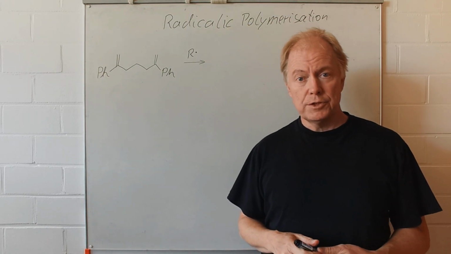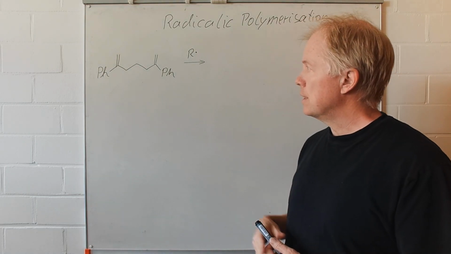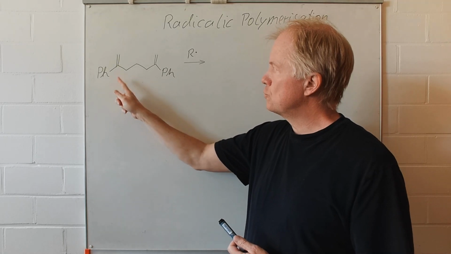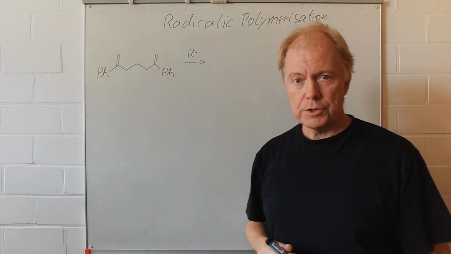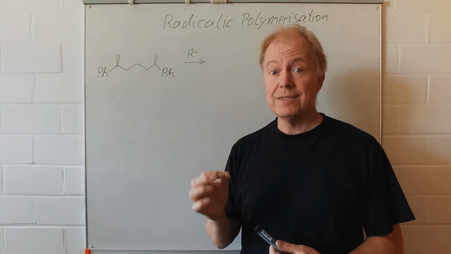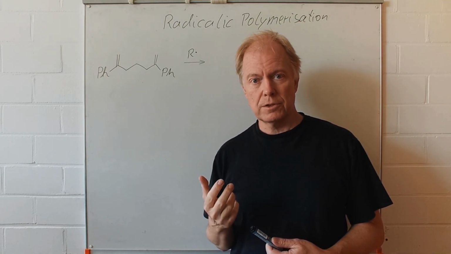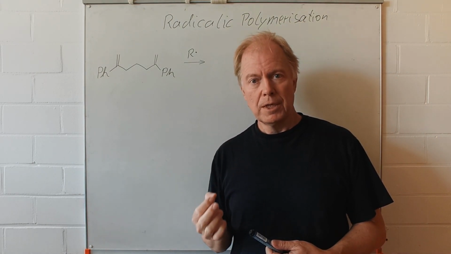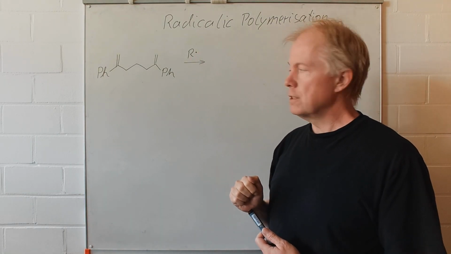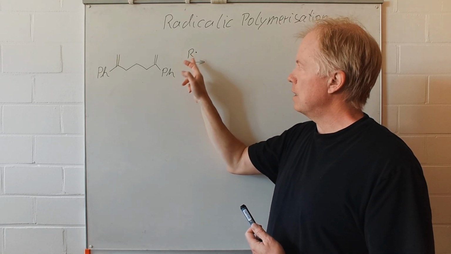Subject of today's tutorial is the radicalic polymerization. As a substrate, we have this molecule with two styrene moieties. And for starting this radicalic process, we need a starter radical. We can generate a starter radical, for instance, by heating up dibenzoyl peroxide. We will have a radical of some kind. Let's abbreviate it with R dot.